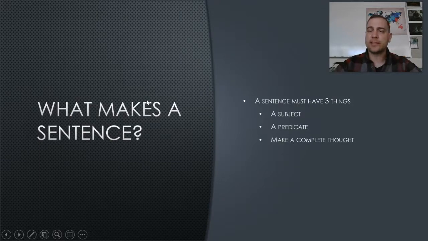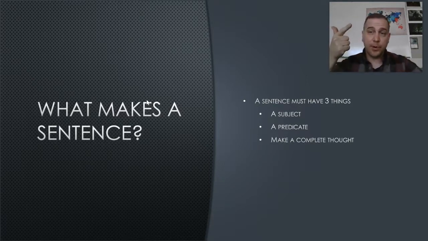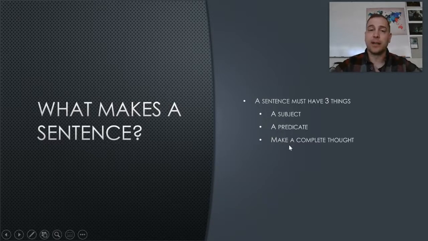And so what makes a sentence? Well, a sentence must have three things. First, a subject, which we learned. Secondly, a predicate with a verb. And three, make a complete thought. If it has those three things, then it is a complete sentence. It has a subject, a predicate, and makes a complete thought. If you ever need to know, do I have a complete sentence? You need to look. Does it have a subject? Does it have a predicate with a verb? Does it make a complete thought?